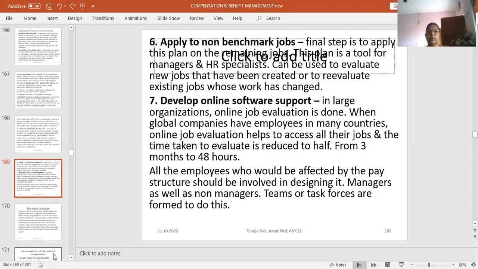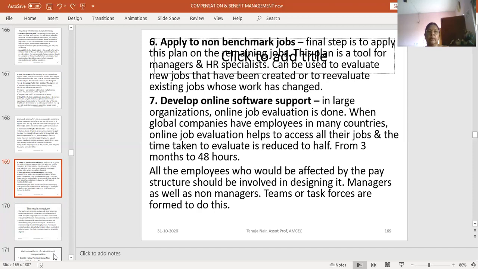Then sixth step is now you will evaluate all the non-benchmark jobs. Like I told you, in a group of jobs, when you put jobs into one group, like all managerial jobs into one group, then one job you will select as the benchmark job, as the standard job, like the manager's job. And based on the manager's job, you will create the job evaluation plan. And then that plan you will use for all the other jobs in the managerial group. That is the non-benchmark jobs.